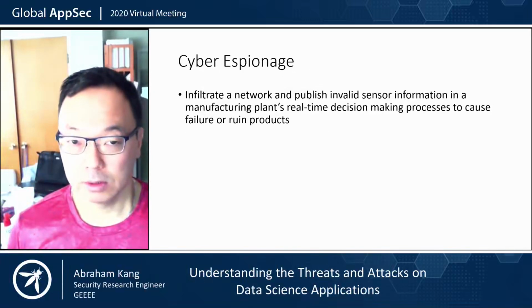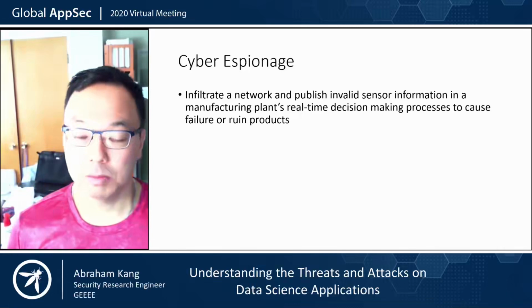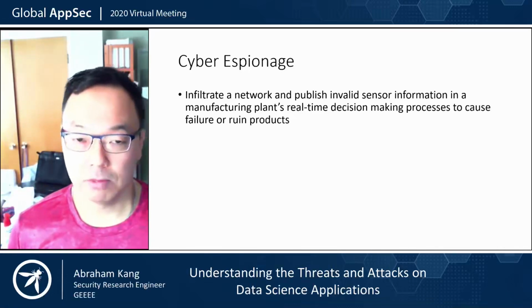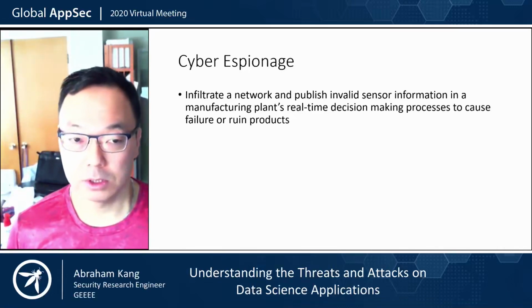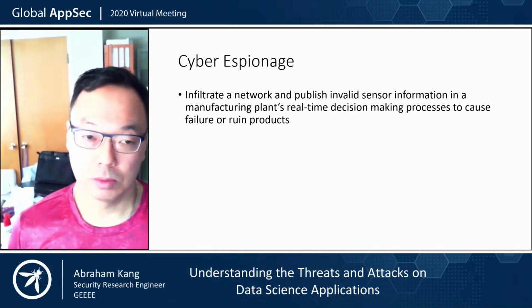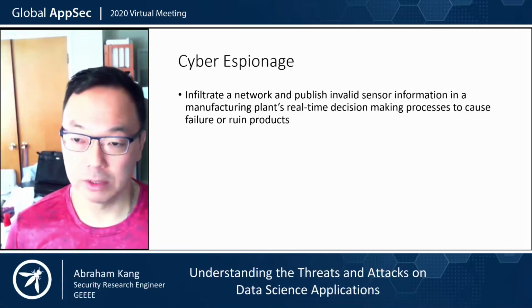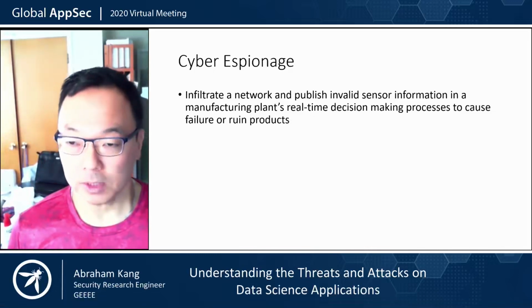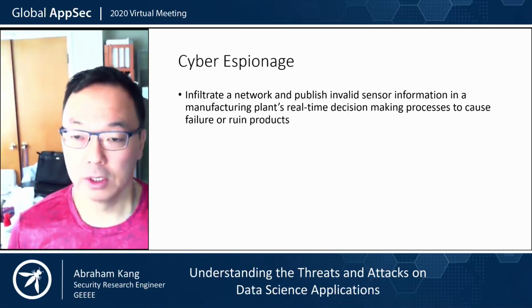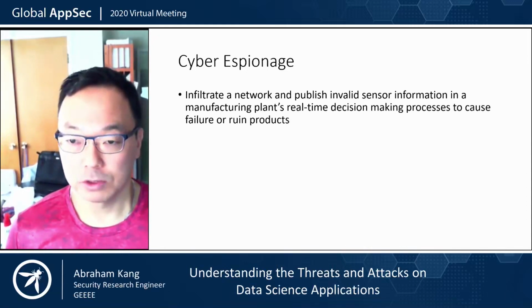The other thing that I think is possible and that may be occurring even to this day, but is not talked about, is how cyber espionage can be used to basically mess with the sensors and information that your system is using in real-time decision-making processes. Imagine a manufacturing plant where someone's hacked their network and goes in and is now creating false sensor information.